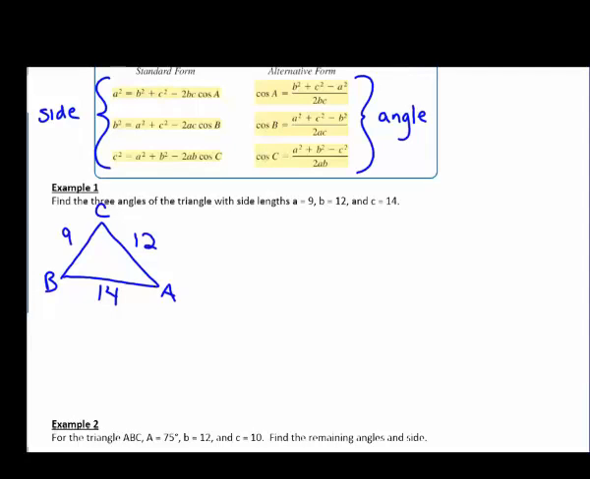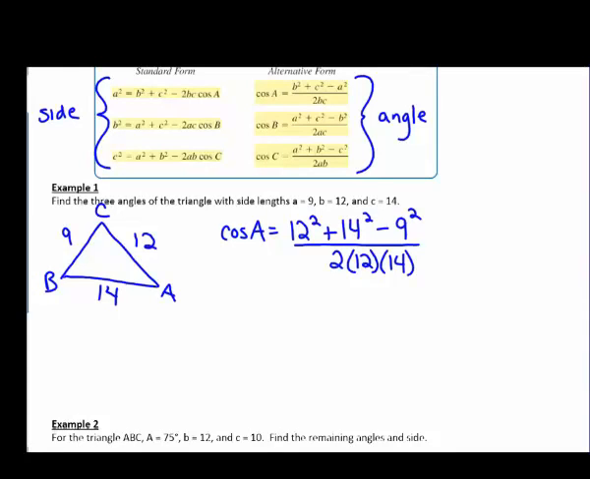So I'll just start with angle A, and so we're going to find cosine of angle A is equal to B squared, so that's 12 squared, plus C squared, so that's 14 squared, minus A squared, which is 9 squared, and all over 2 times B, which is 12, times C, which is 14. Okay, so notice that in this formula, the side length that's being subtracted corresponds to the angle that you're trying to find. So really all three of these formulas are the same. You're just rearranging the letters.